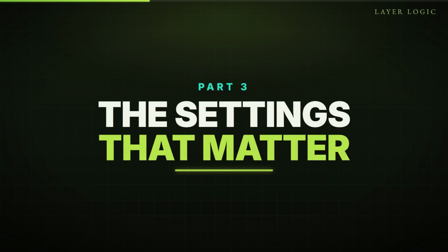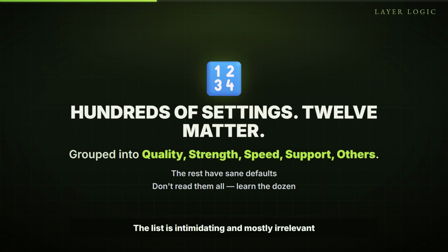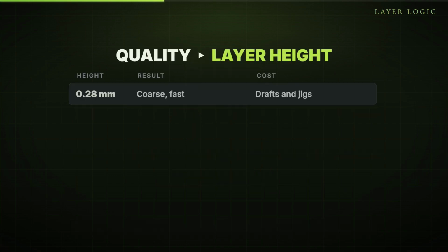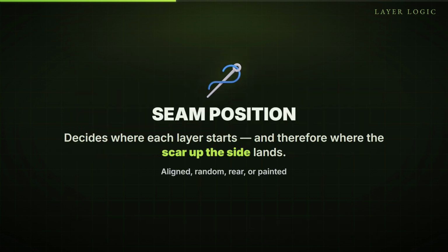Chapter 3, Process settings and which ones carry the weight. Process settings are grouped into quality, strength, speed, support, and others, and there are several hundred of them. You will meaningfully use about a dozen. Under quality, layer height is the headline. It sets the vertical resolution, and it trades directly against print time, roughly doubling the time when you halve the height. Also under quality is the seam position, which decides where each layer starts and therefore where the visible scar up the side of your print lands.